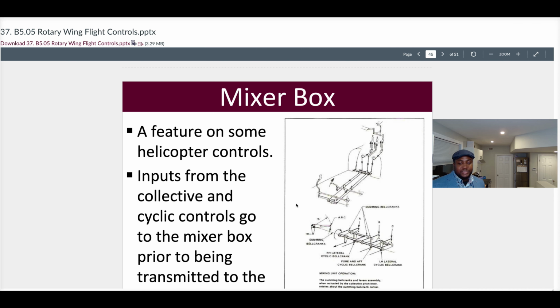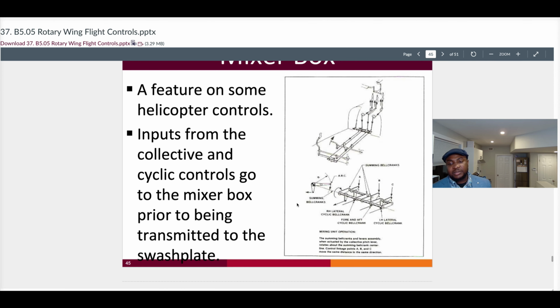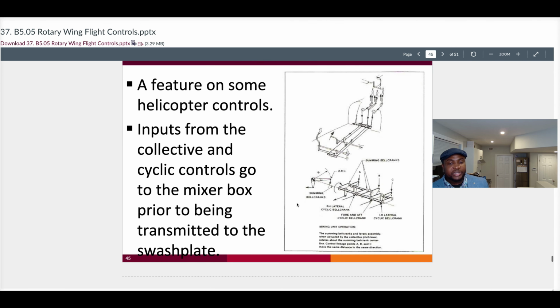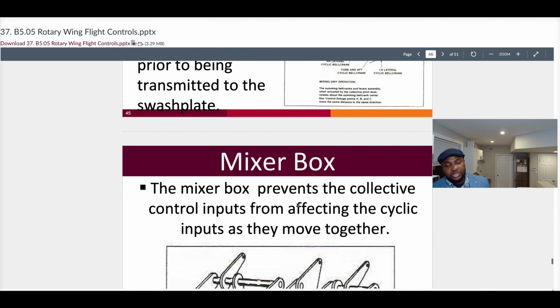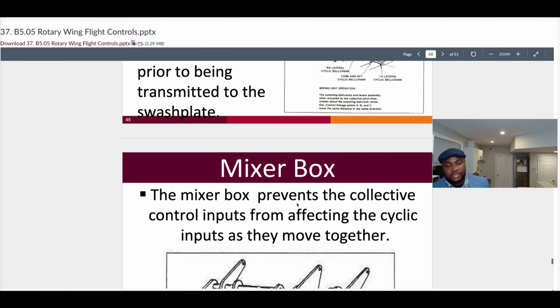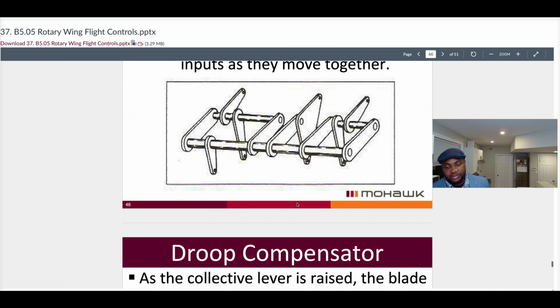Some helicopters will feature a mixer box. Inputs from the collective and cyclic control go through this mixer box prior to being transmitted to the swash plate. So this mixer box acts like an intermediary to basically ensure that the correct controls and not aggressive controls are being sent to the swash plate. The mixer box prevents the collective control inputs from affecting the cyclic input as they move together.